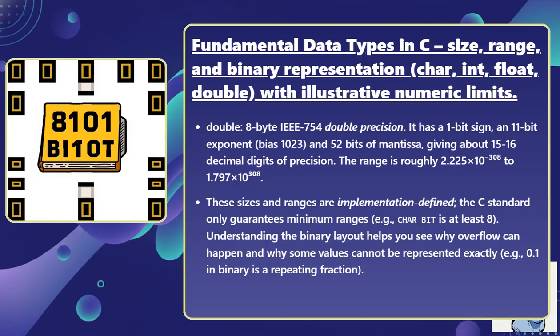The C standard only guarantees minimum ranges. For example, CHAR_BIT is at least 8. Understanding the binary layout helps you see why overflow can happen and why some values cannot be represented exactly. For example, 0.1 in binary is a repeating fraction.